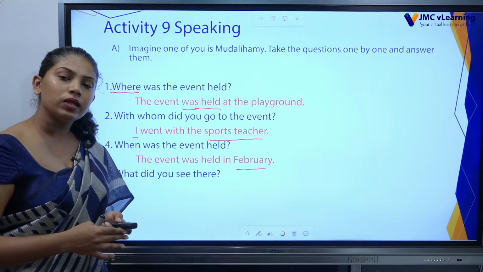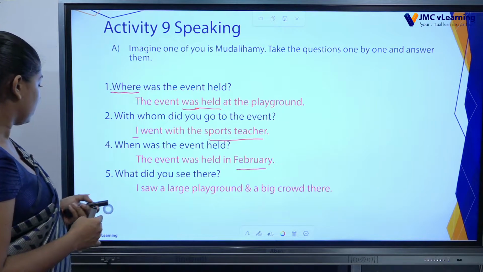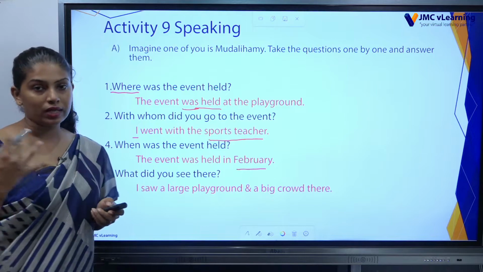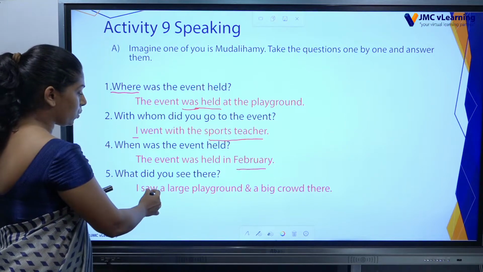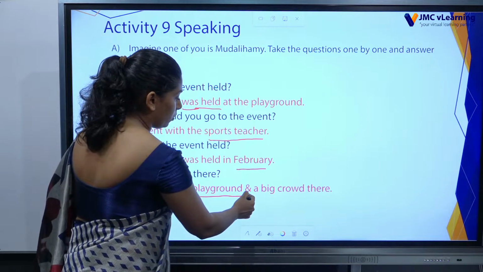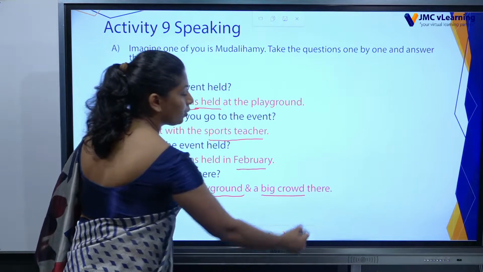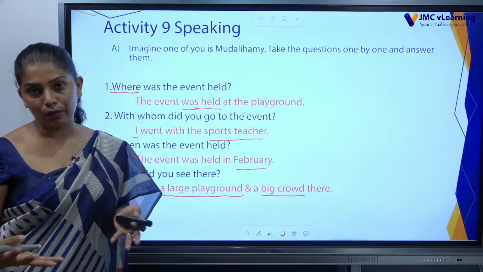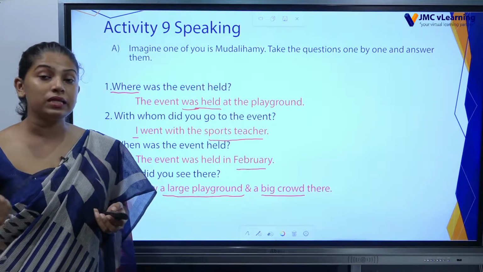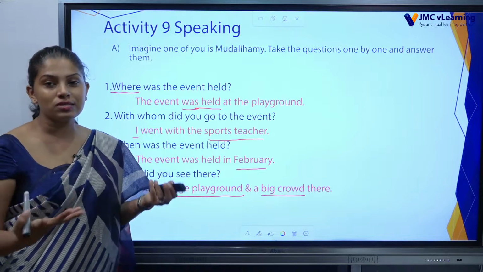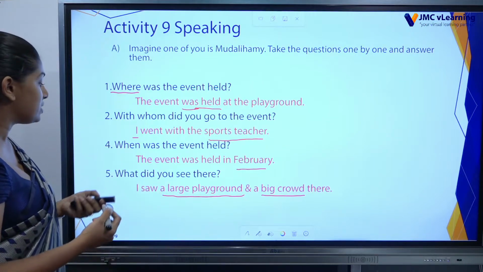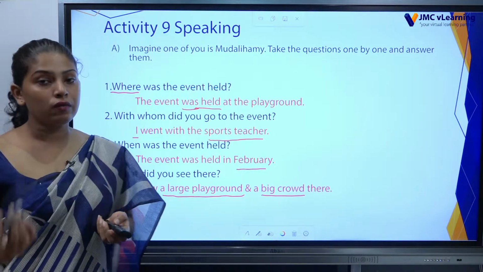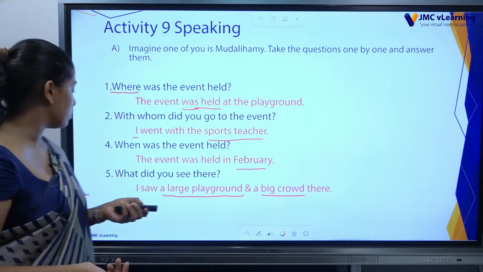So what are the things Mudalihami saw there? Now Mudalihami is giving the answer like this. I saw a large playground and a big crowd there. We knew that when he saw the big playground and the crowd, he was a bit scared. So he can just give his idea like this. I saw a large playground and a big crowd there. If you are giving your answer, you can add anything you want.